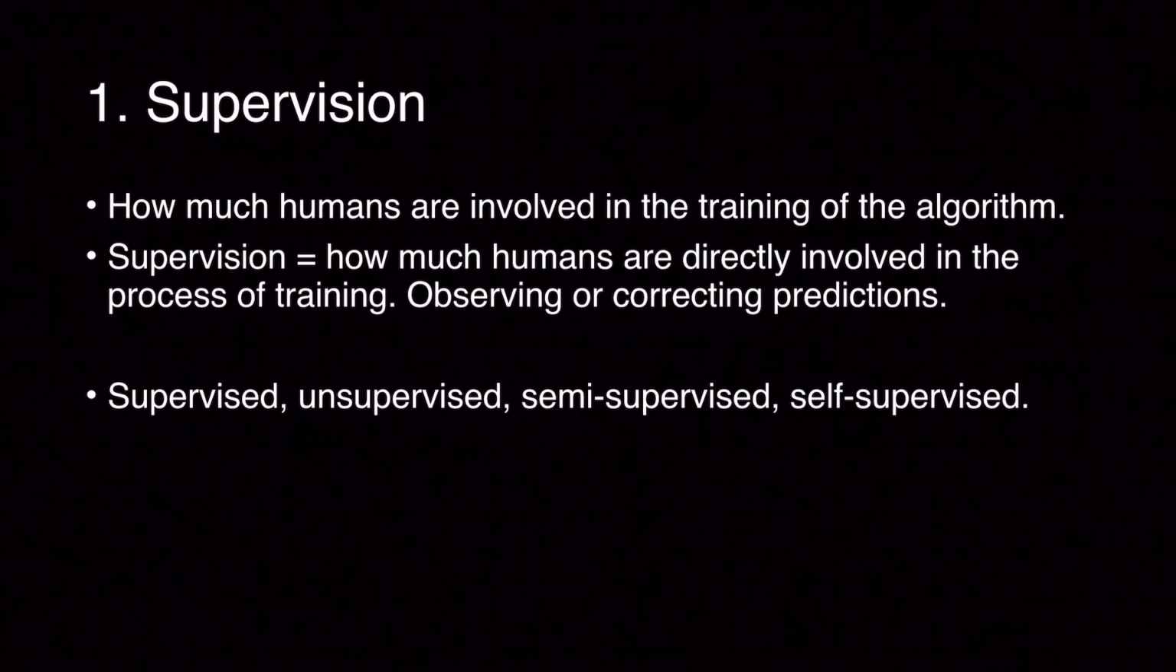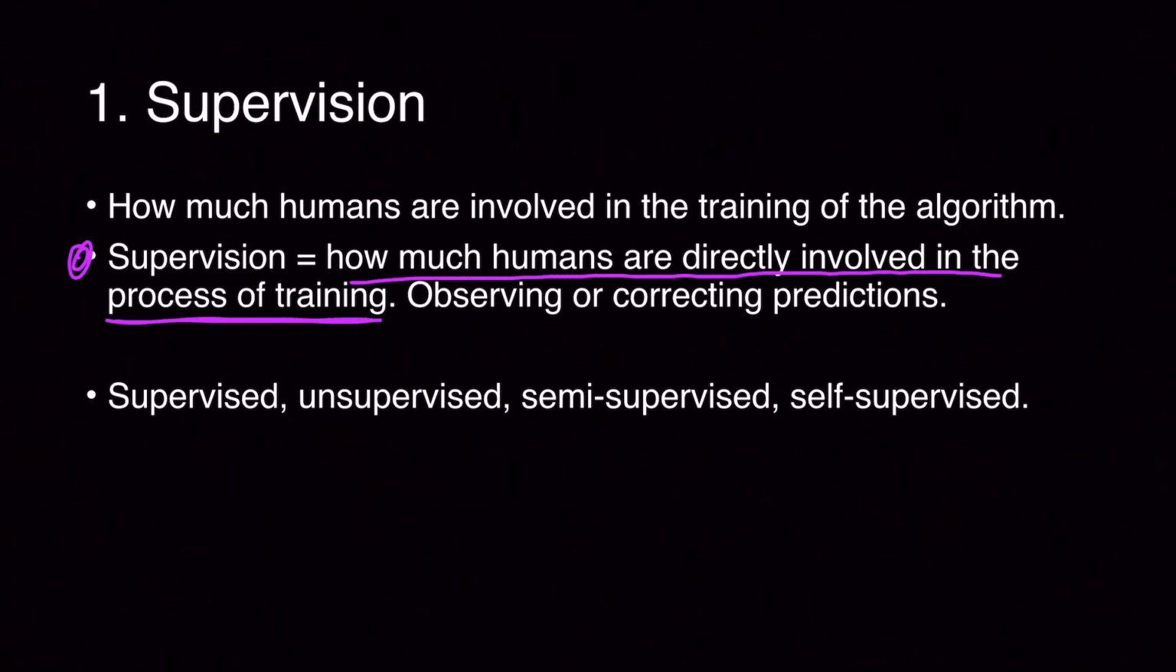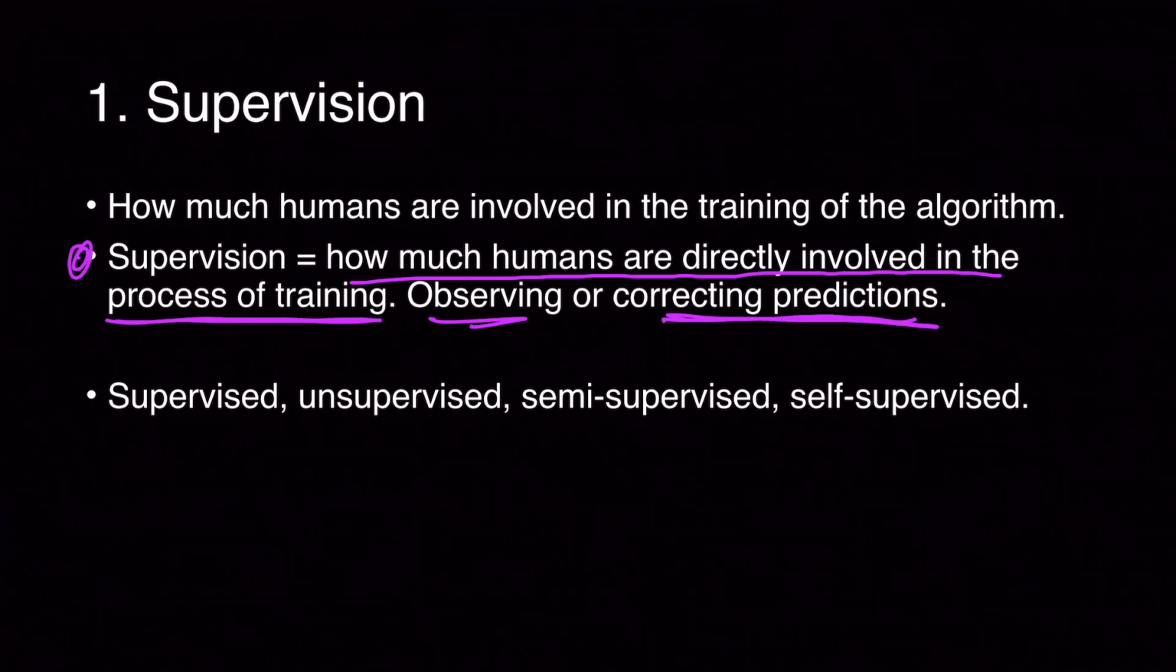Going through the first classification, supervision. In the simplest terms, supervision is how much humans are directly involved in the process of training. So the process of training we refer to as observing or correcting predictions. So the more you're directly involved in the training of the algorithm, the more supervised your machine learning model is. So this is a spectrum.